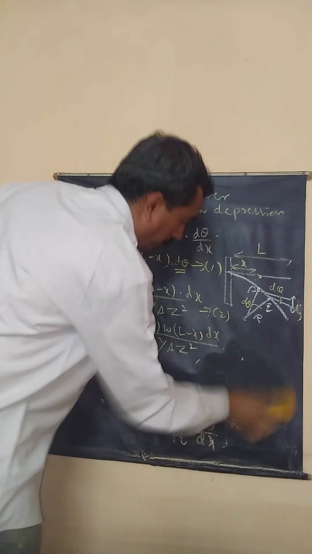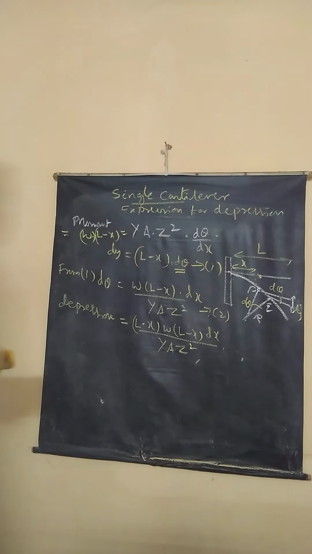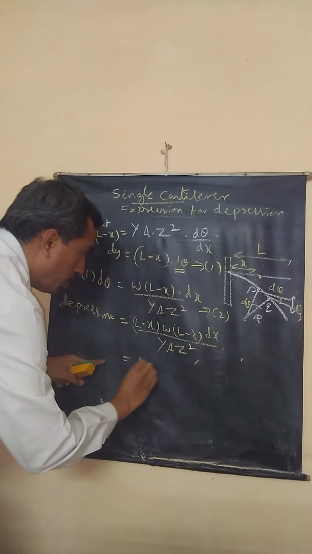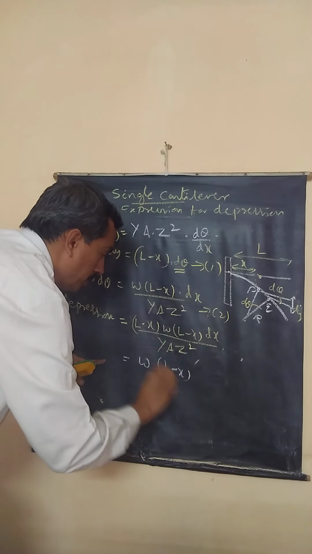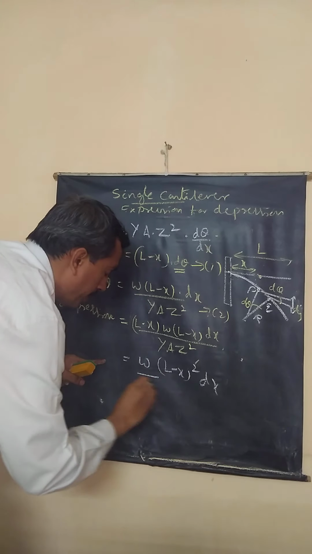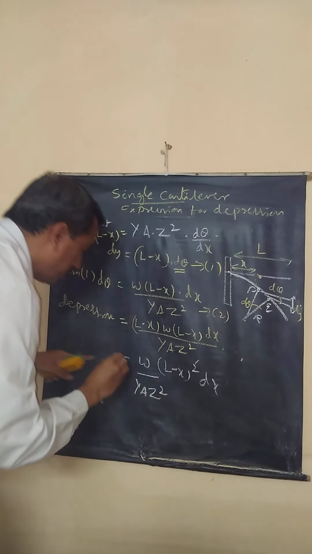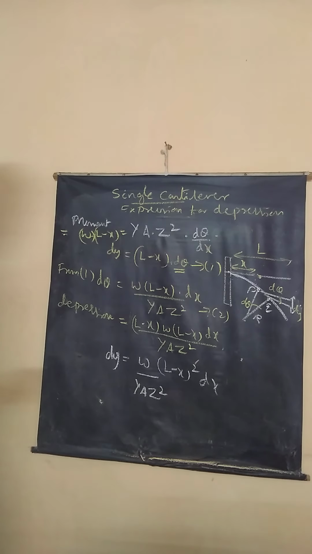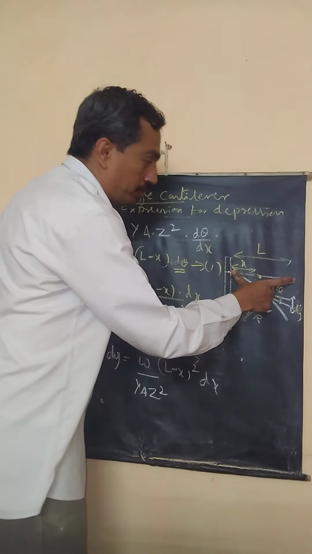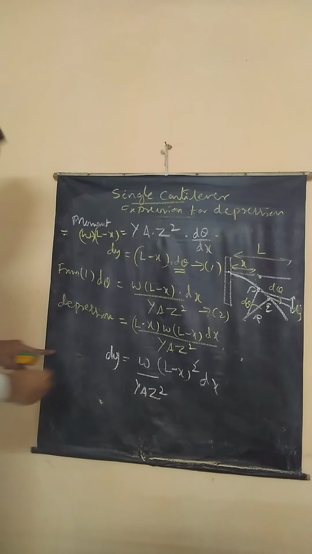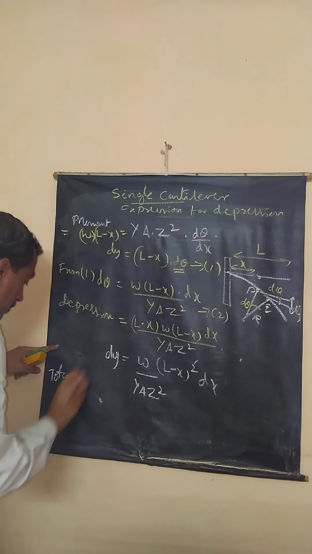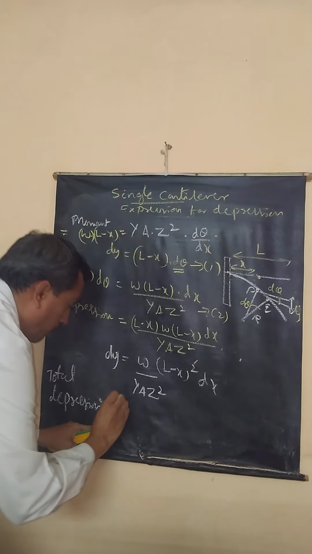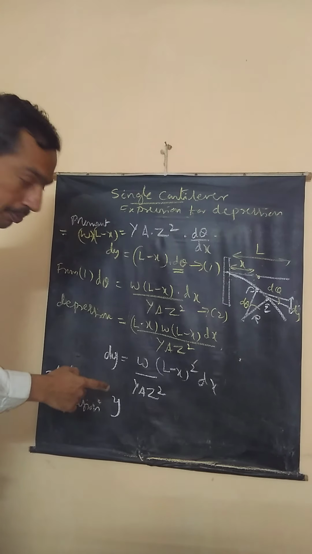So I'll just simplify this. Omega into L minus x whole square dx by Y A z square is the elementary depression. Now I need the total depression. For that I have to integrate from 0 to L. We call it small y. This is small y, not capital Y, Young's modulus.